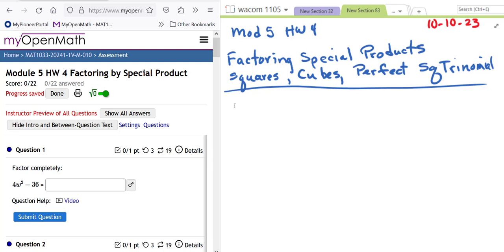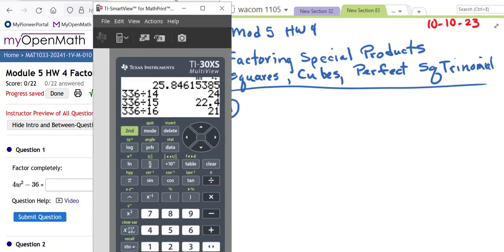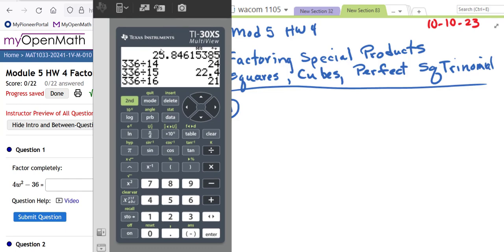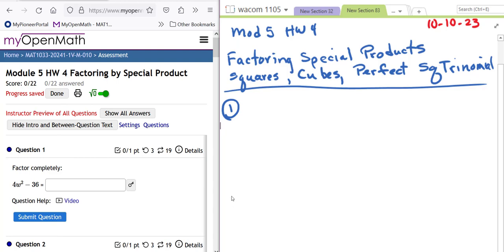So problem number 1. I forgot to do my calculator. Give me 1 second. Sorry, guys. Let me pull it up. I thought I had everything ready. I don't need it right now, but it's here.